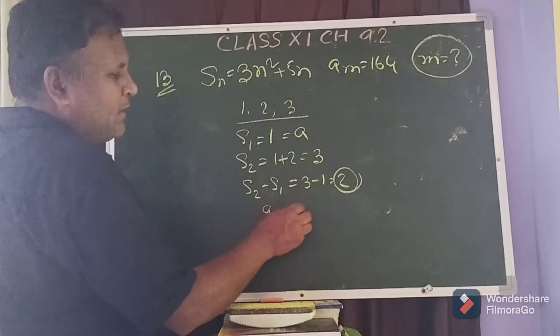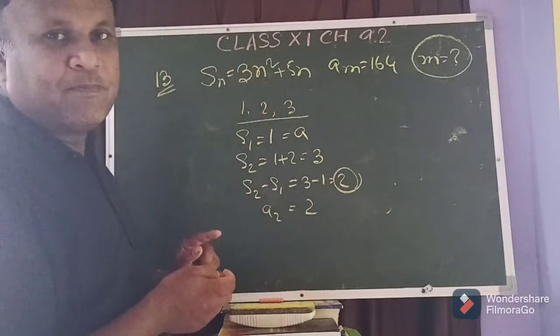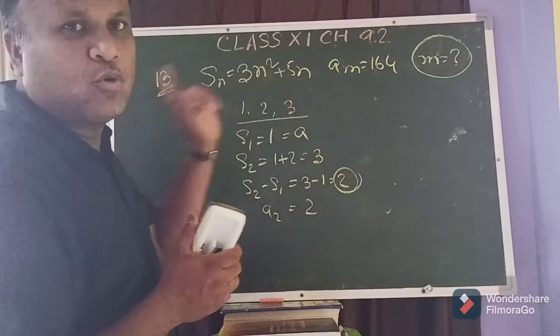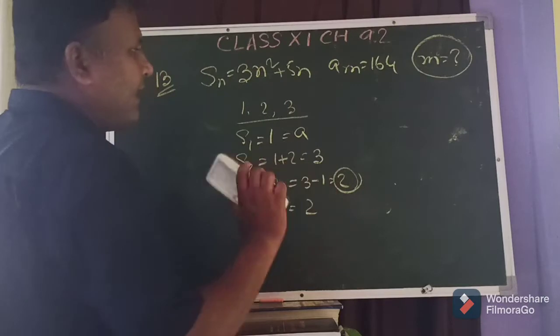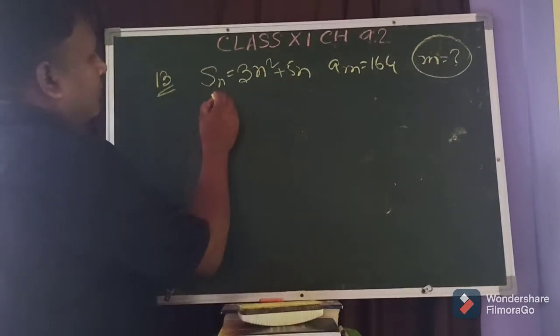That means a2 is equal to 2. This is a2, a trick that we will use. You need to know this trick, and only if you know it can you do the sums, otherwise there is no way to find out the answer. Let's see this question and how to proceed.